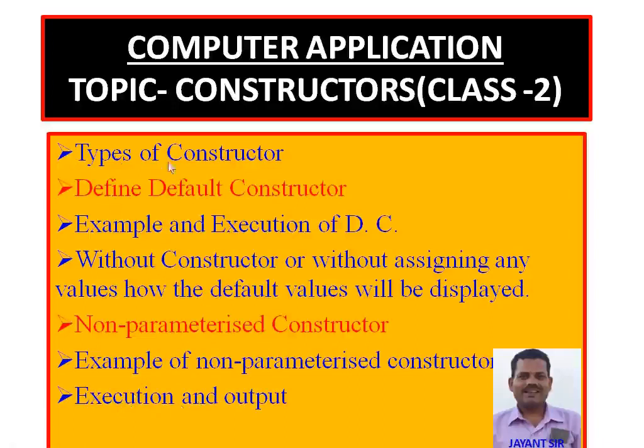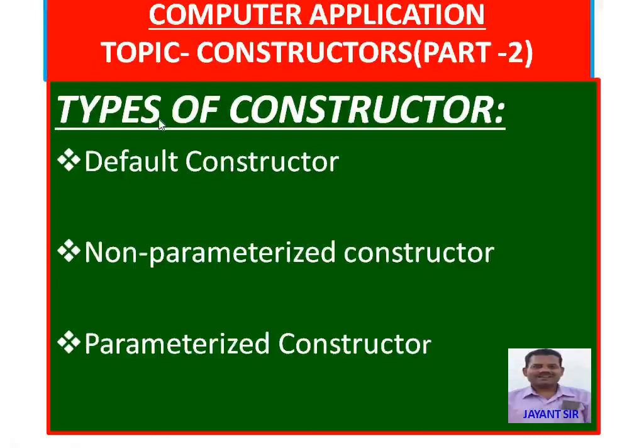First, we are going to learn what the different types of constructors are. The different types are the default constructor, second the non-parameterized constructor, and third the parameterized constructor. One more remains, the copy constructor. I will discuss that later.